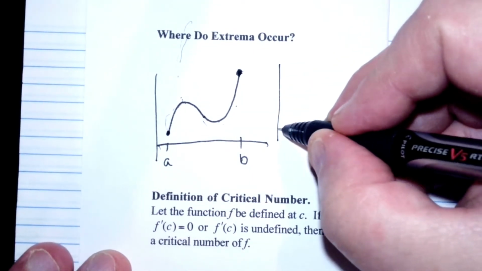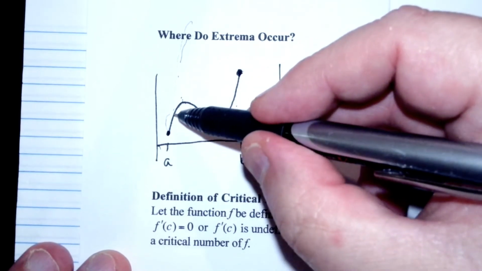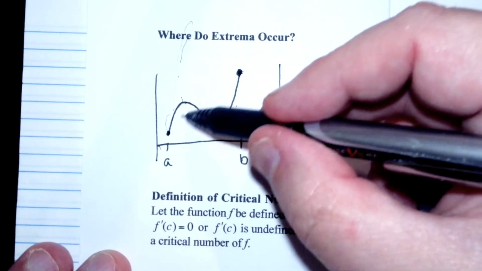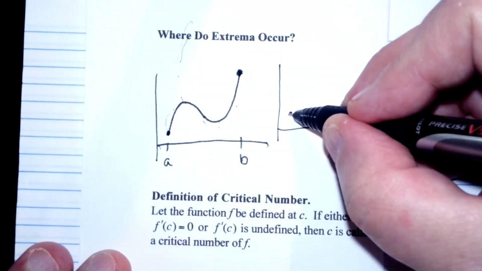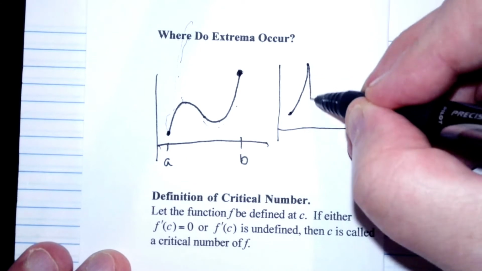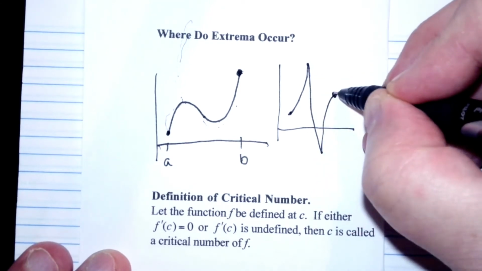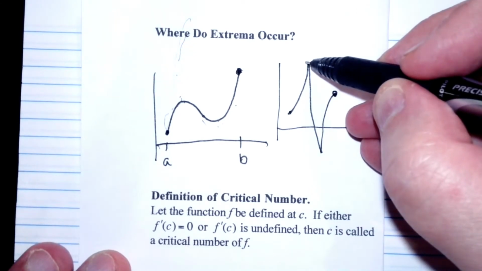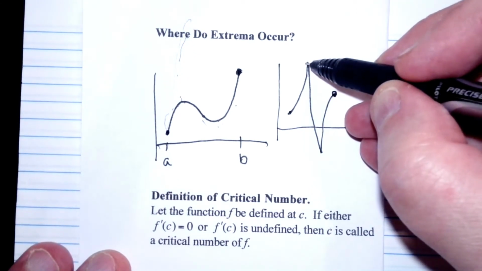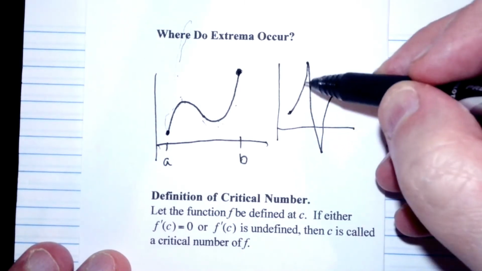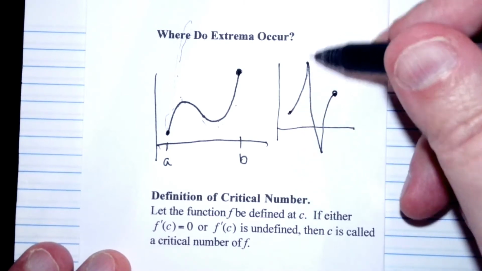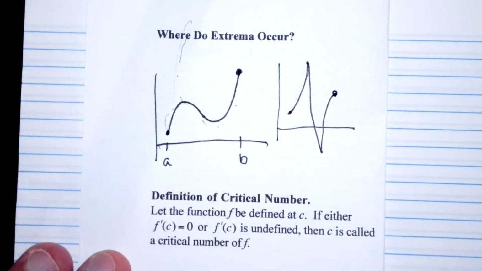The function could have looked, instead of the local maximum and the local minimum being at the tops of these nice smooth hills, we could have had something like this. So the local maximum could have occurred at a cusp, the same with the local minimum. Now these are not only local extrema, they're also absolute extrema since they're the highest and lowest points on the graph.